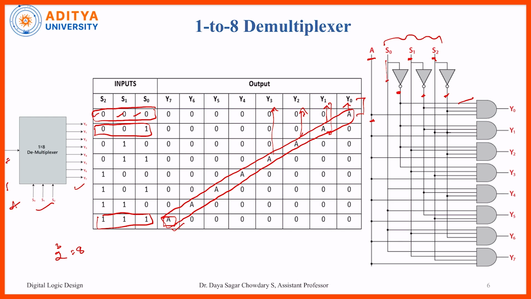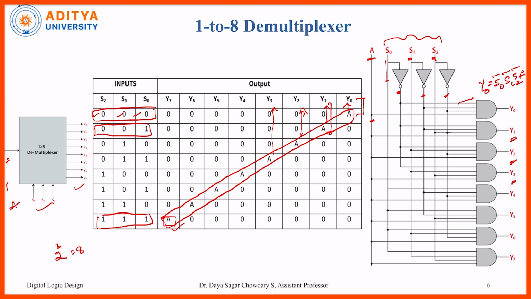So if we want to draw the equation for Y0, S0 is taken only after inversion, so that is S0 bar, and again S1 bar, this is also after inversion only, and next S2 bar, also after inversion, and finally our input is A. So the product of S0 bar, S1 bar, S2 bar and A is nothing but Y0. Likewise we have to write the equations for all the outputs from Y0 to Y7.